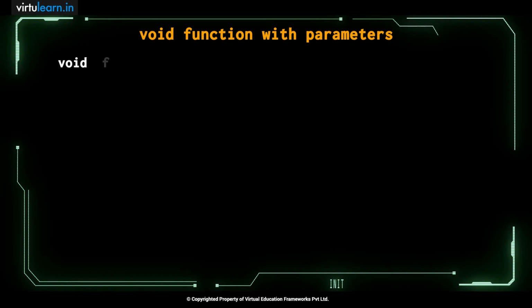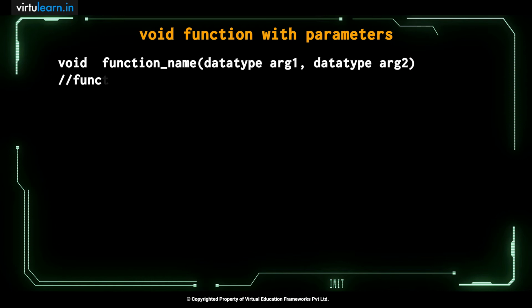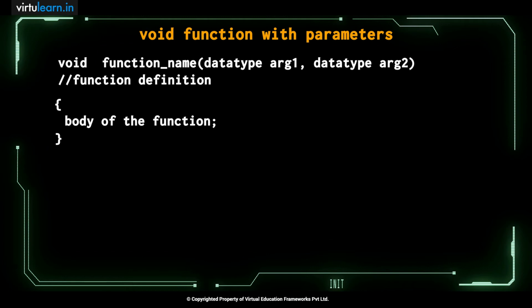Then void function name followed by data type argument 1 comma data type argument 2. So this is the function definition. In the function definition, for argument 1 and argument 2 you can write different names, but the data type associated with argument 1 and argument 2 must be the same. And within the body, we are going to write the logic part, what you want to execute as part of the function call.